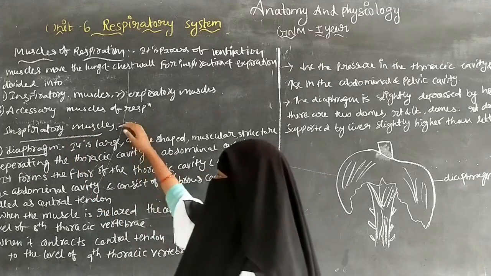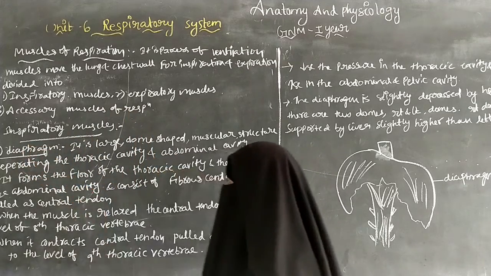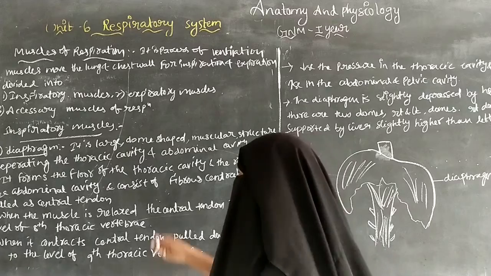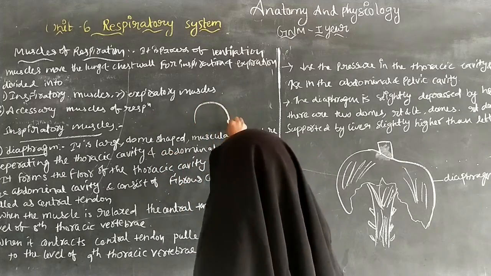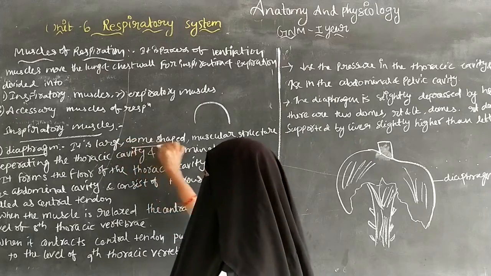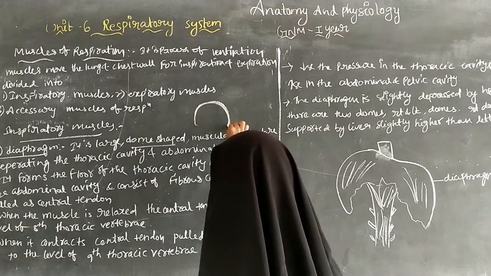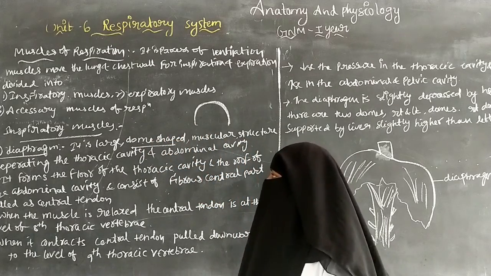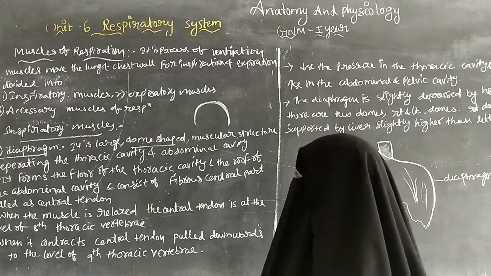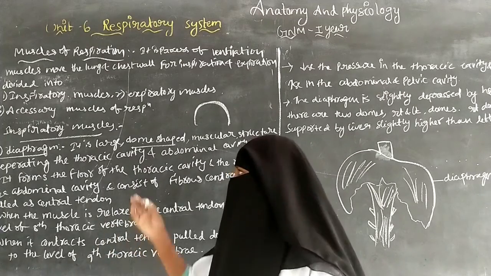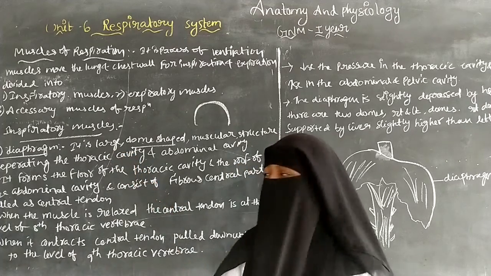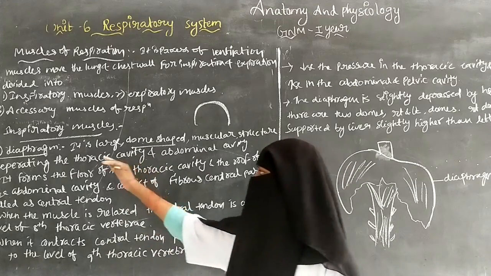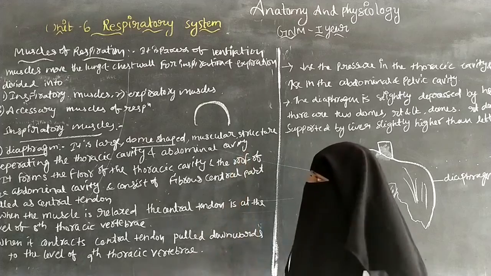The inspiratory muscles include the diaphragm. The diaphragm is a large, dome-shaped muscular structure separating the thoracic cavity and the abdominal cavity.